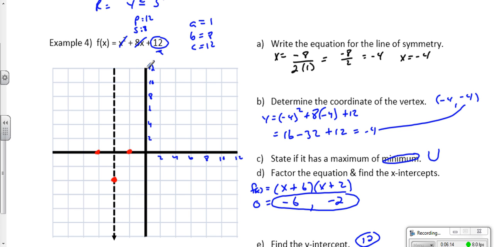Our y-intercept is 12. And here I'm going to point out to you what the line of symmetry does. Notice that these two x-intercepts are the same distance from the line of symmetry, because the line of symmetry is indeed a mirror. So if the y-intercept is 2 boxes or 4 units away from the line of symmetry, I'm going to mirror that over here. That's what the line of symmetry does.